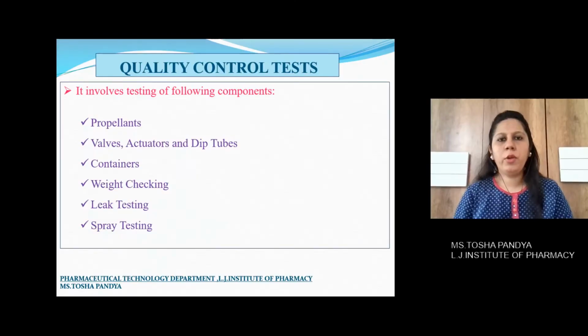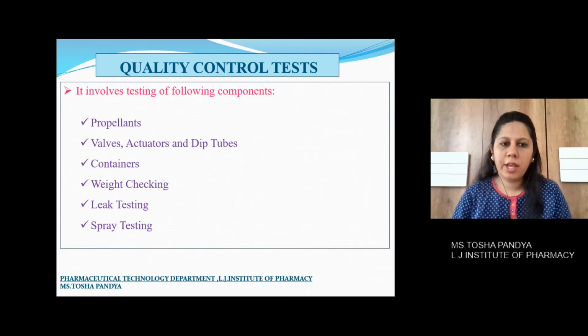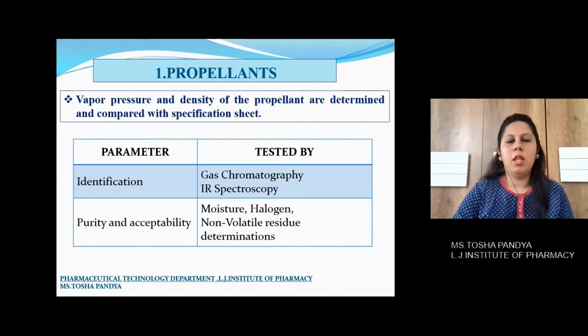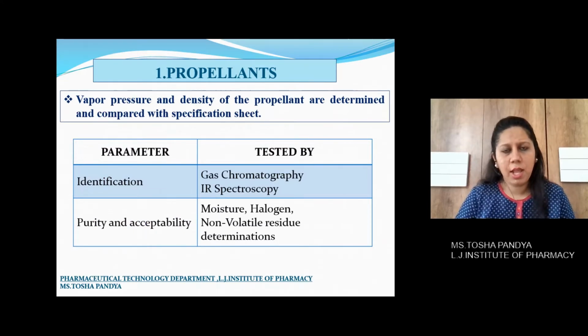Now we'll see the quality control tests the aerosol product must pass through to come into the market. Different quality control tests involve the testing of the following components. You check for the propellants, you check for the valves, actuators and the dip tubes. You have the testing of the components, the weight checking, the leak testing and finally the spray testing. For the testing of the propellants, we have the general test for identification and the purity and acceptability.